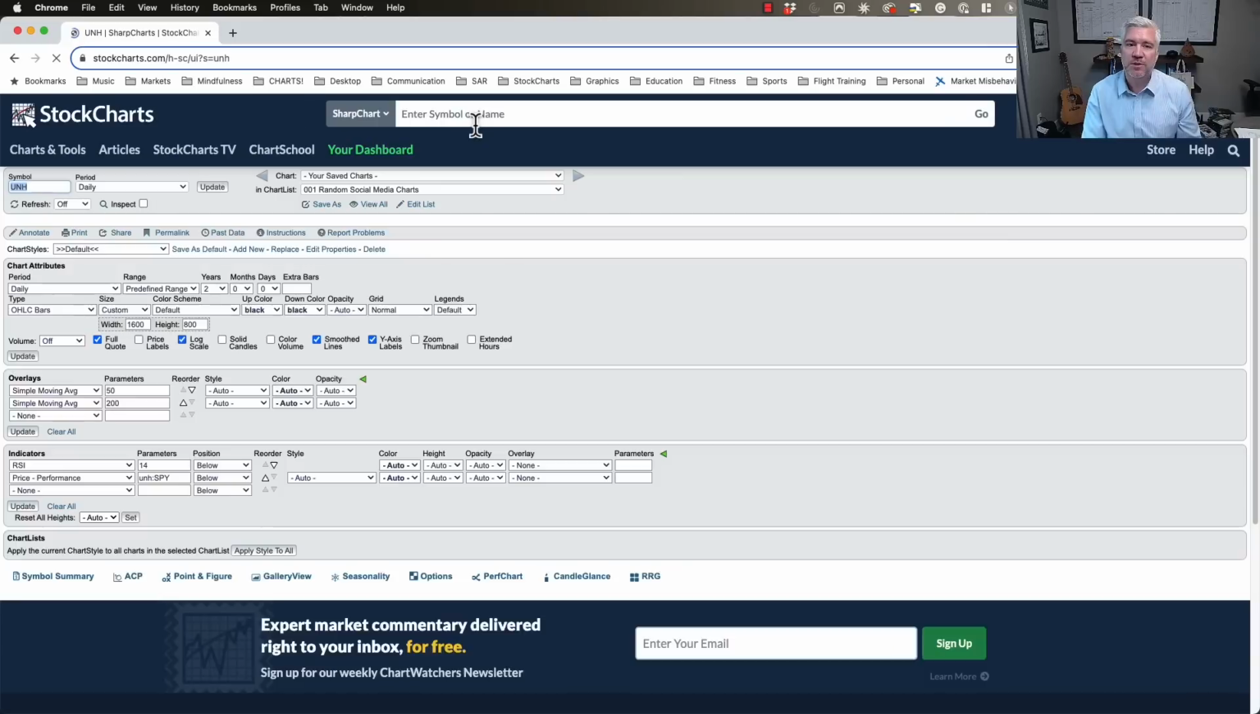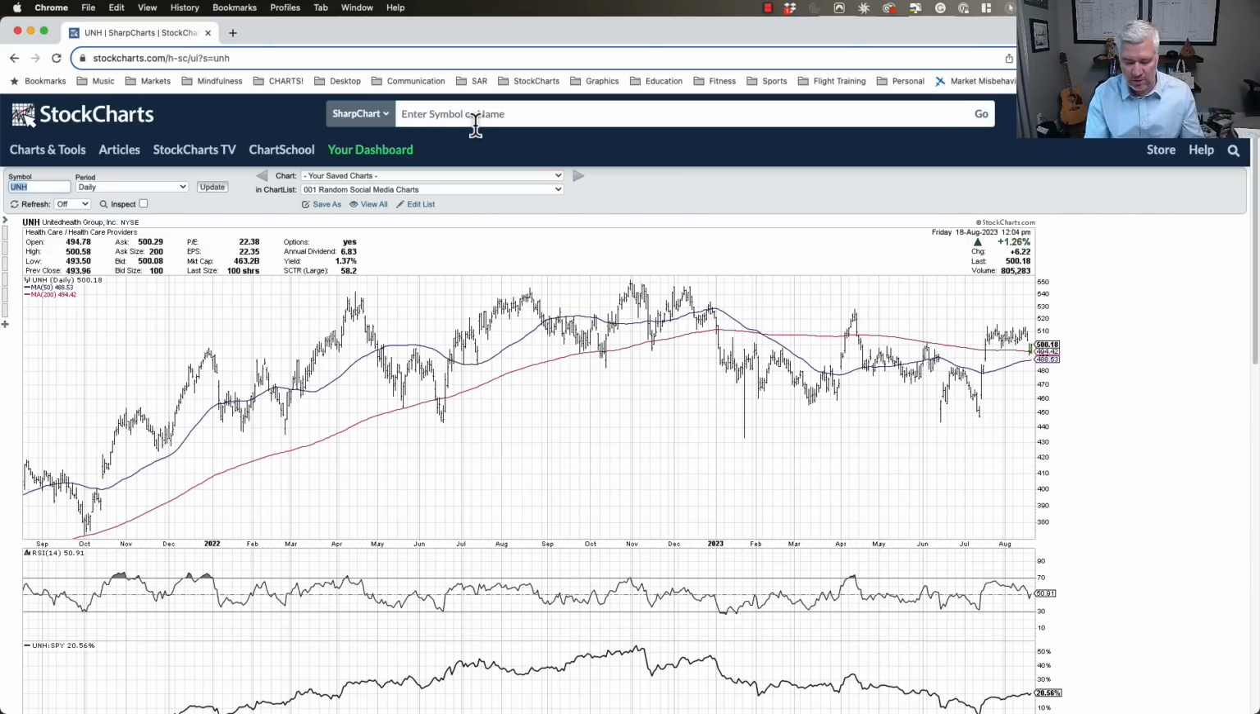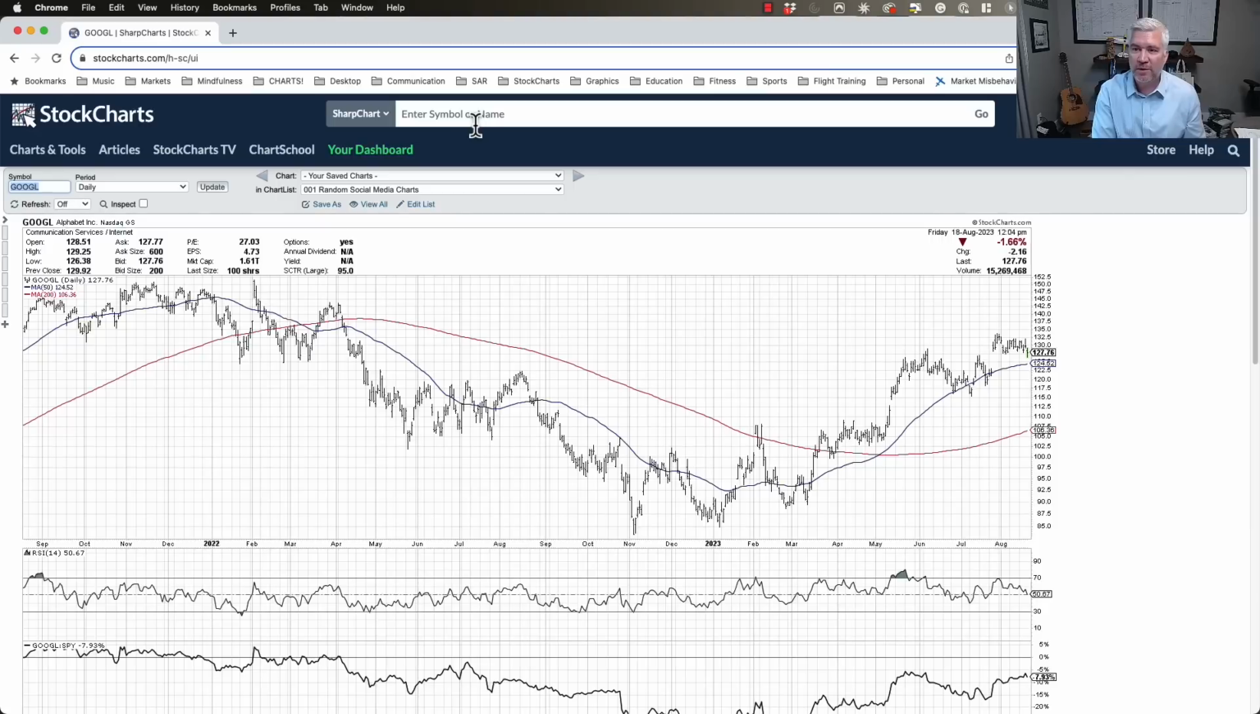The time to sell a position is when the chart no longer tells you that the position is worth owning, right? Let the chart tell you when that is the case. On a stock like Alphabet, I think the chart is still going higher, right? I think the trend is still up.